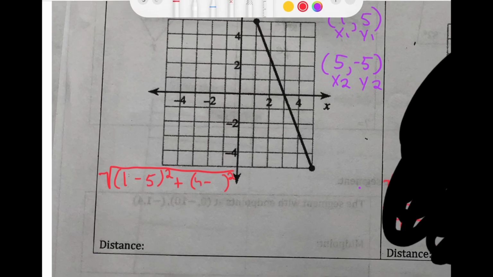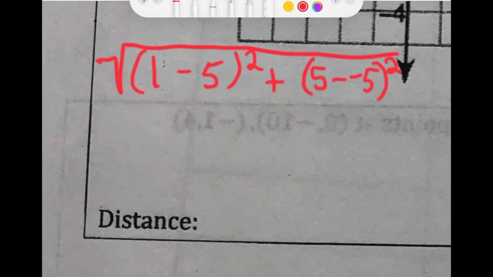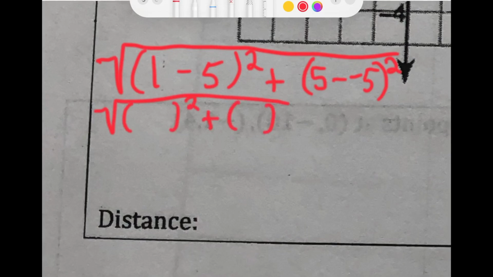Then I have y1, subtract y2, which is -5. Do you realize I had to put subtract -5 because the y2 was negative? Can't just ignore the negative when it's in the ordered pair. So I'm going to simplify this. I still have the square root. I still have the parentheses squared and the addition in the middle. But now I'm going to simplify inside of the parentheses.